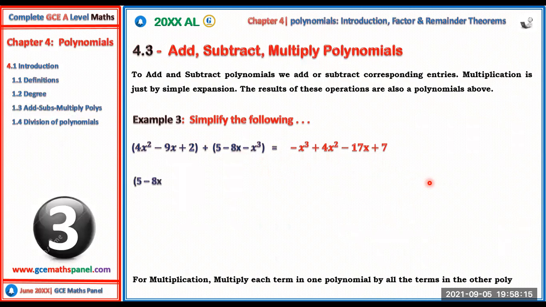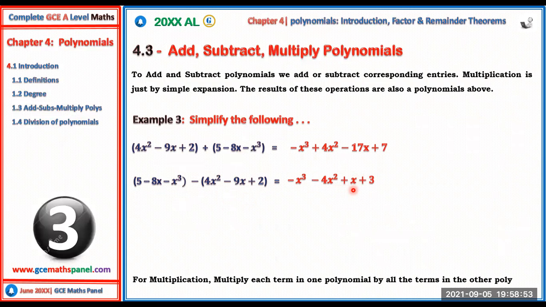Then equally, we have subtracting polynomials. For subtraction, we are going to have 5 minus 8x minus x cubed. That's the first polynomial. Minus 4x squared minus 9x plus 2. So this poly minus this other poly. Now the terms in x cubed, we have just minus x cubed minus 0, which is minus x cubed. Then we have minus 4x squared, because that's the only term in x squared. Then the terms in x, you have minus 8x minus 9x, which is 1x, as you can see here. And then 5 minus 2 is 3. That's for subtraction of polynomials.